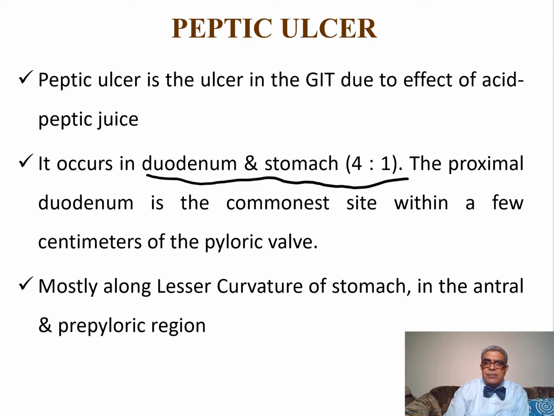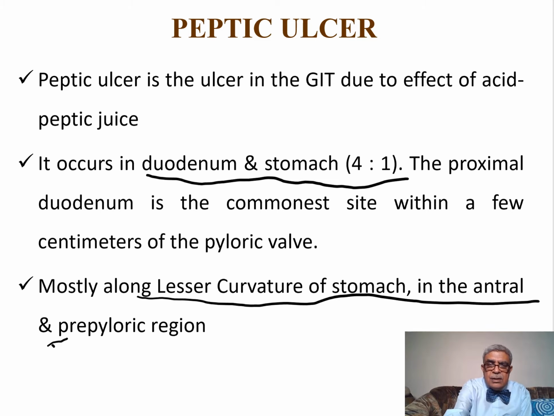The proximal duodenum is the commonest site, within a few centimeters of the pyloric valve, and then along the lesser curvature of the stomach in the antral or pre-pyloric region. These are the commonest sites of peptic ulcer.